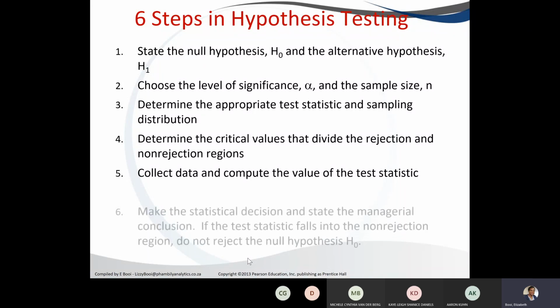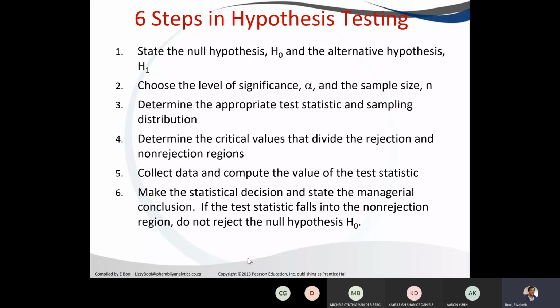Then the last step will be for you to make a decision. Making a decision means you're going to use your critical value plus your Z test and see where they lie, whether your Z statistic lies in the rejection area or in the do not reject area. And then after that, you're going to make your conclusion in relation to your hypothesis testing.